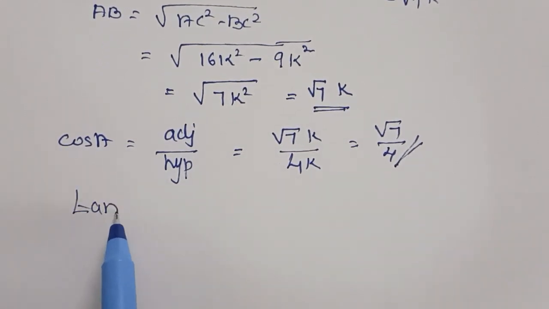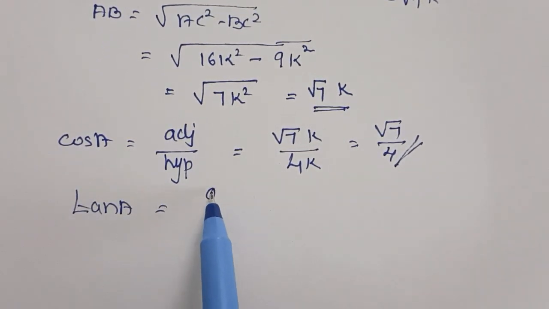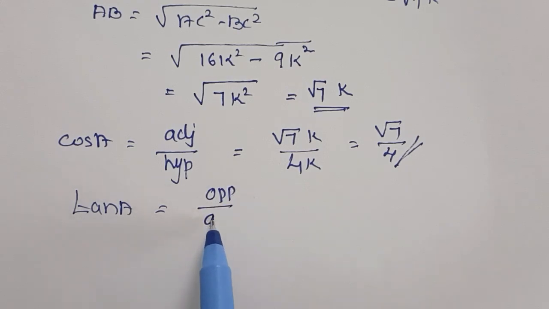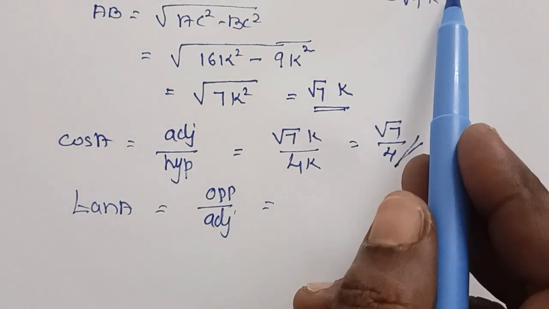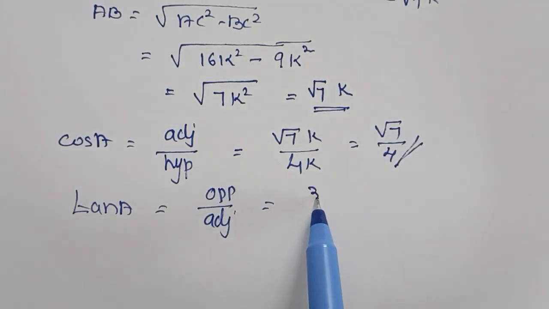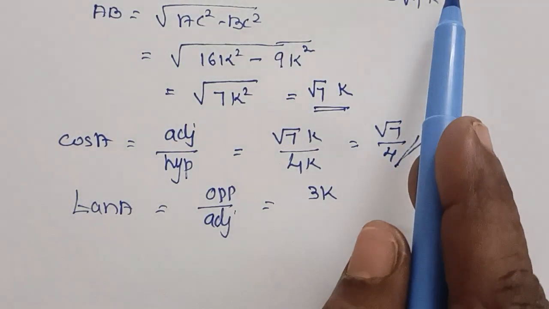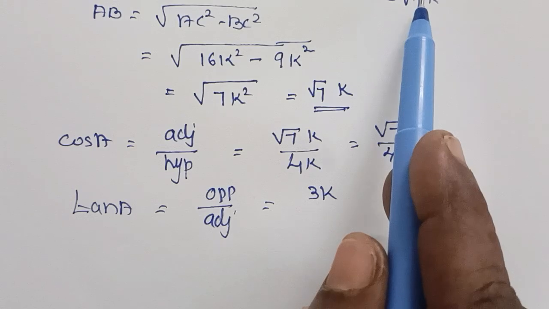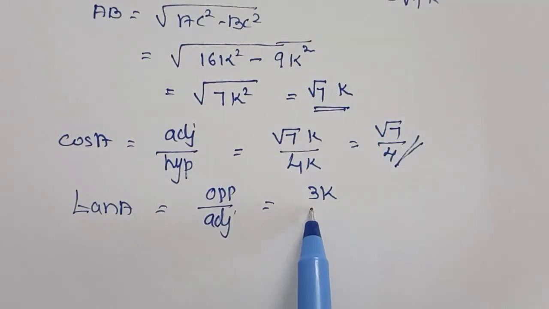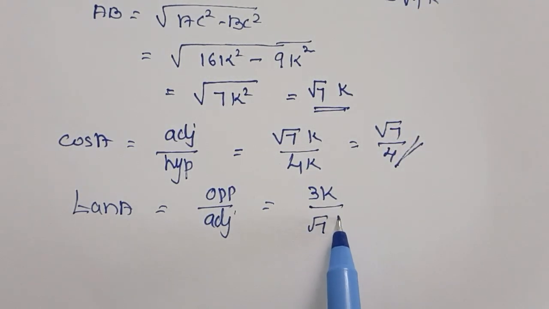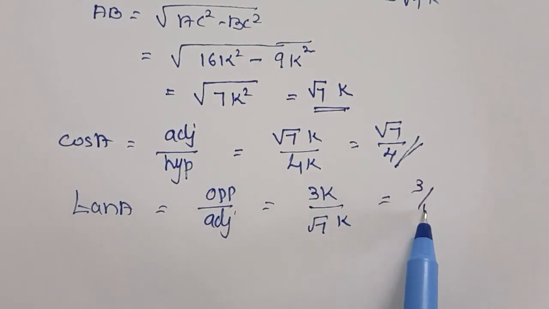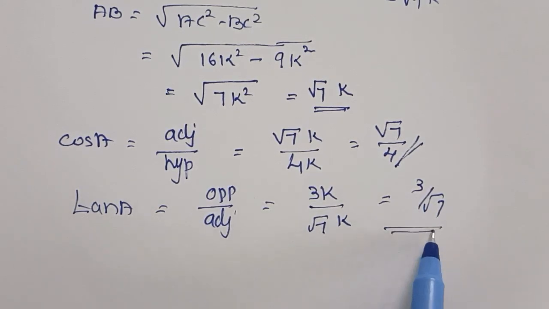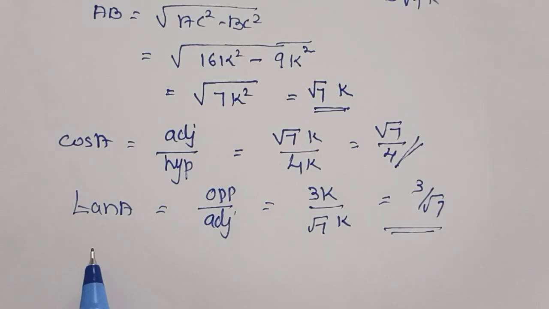Tan A equal to opposite by adjacent, isn't it? Opposite side of A is 3k, and adjacent side of A is root 7k. After cancelling k, we get 3 by root 7. Therefore, cos A equal to root 7 by 4 and tan A equal to 3 by root 7.